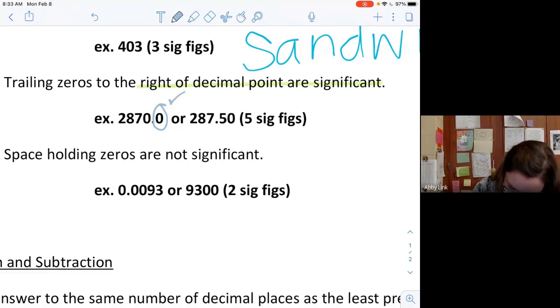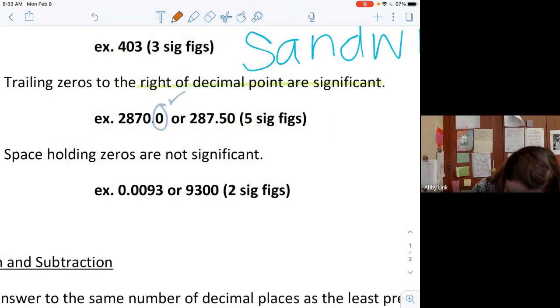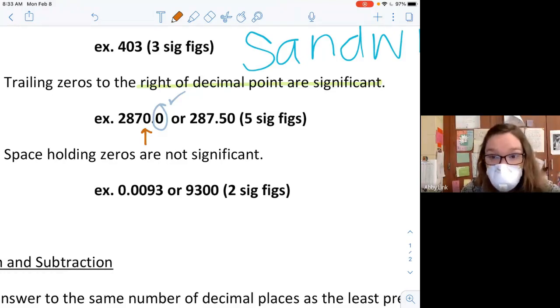Does anybody want to try and tell me, and it's okay if you're not right, we just started learning this, why this 0 that I'm underlining in brown is significant? John, you want to give it a shot? It's sandwiched, okay?